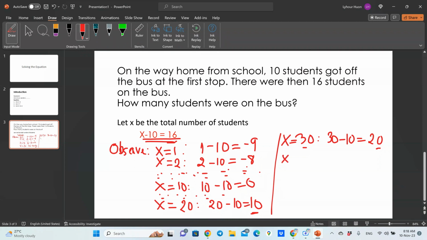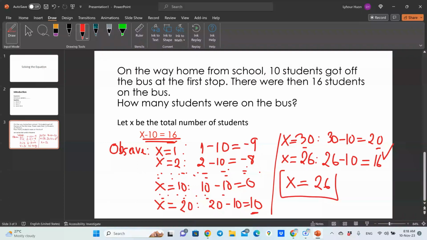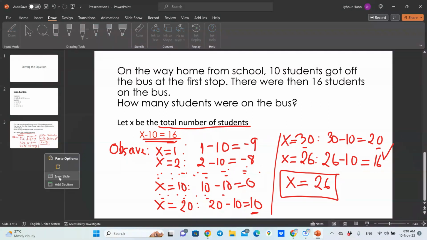So when x equals 26, then it will be 26 minus 10 equals 16. So this is the result we want. So then x equals 26, meaning that the total number of students was 26. Okay, problem number one.